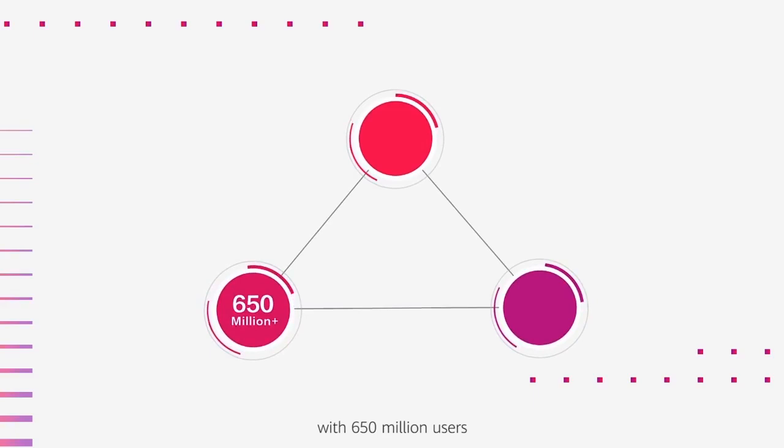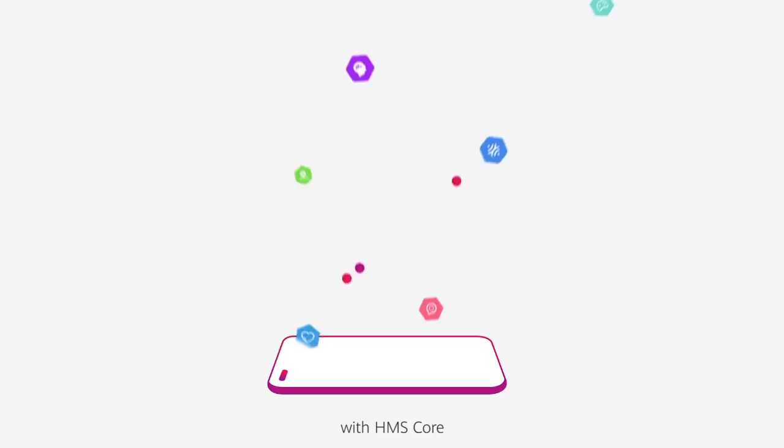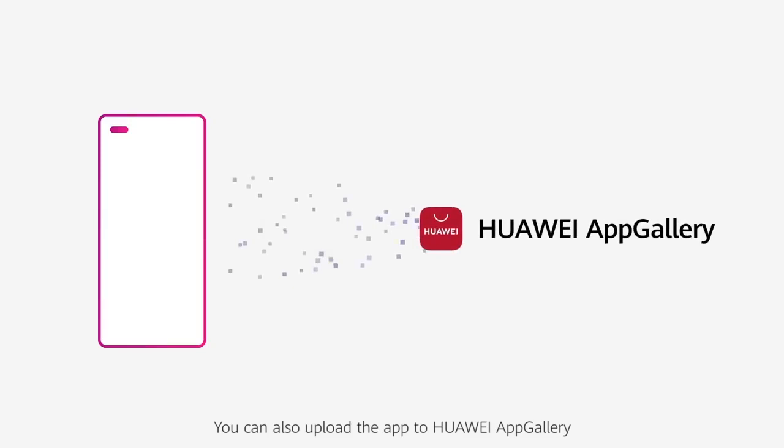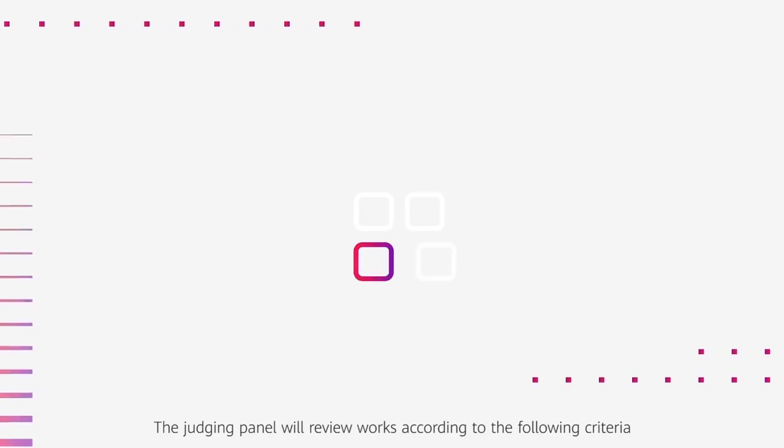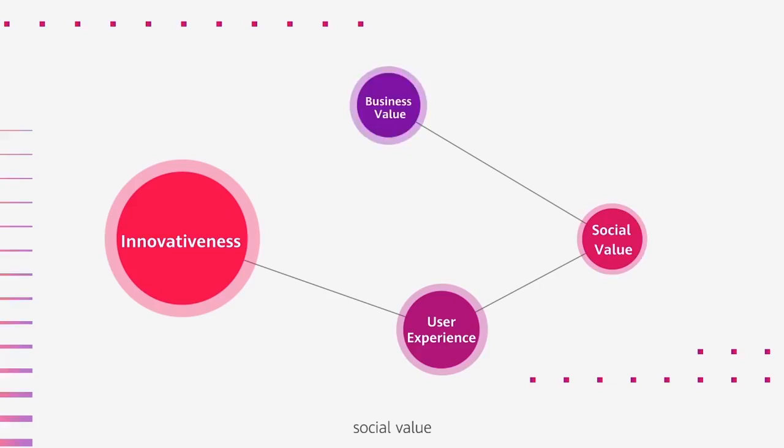Winners are also eligible to access promotional resources of Huawei App Gallery with 650 million users, Huawei Cloud resources, and global media exposure. In order to participate in the contest, develop a personalized app that comes integrated with HMS Core. You can also upload the app to Huawei App Gallery. The judging panel will review works according to the following criteria: innovativeness, user experience, social value, and business value.